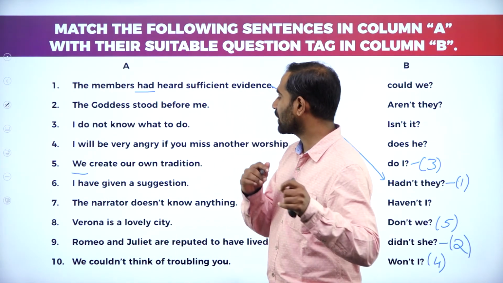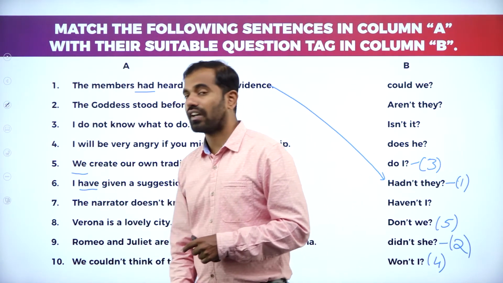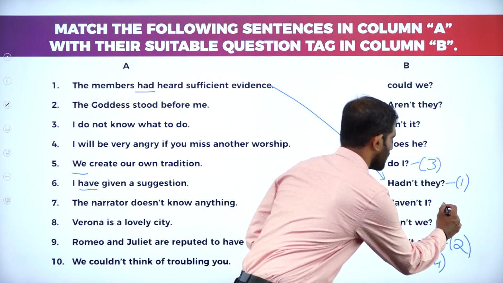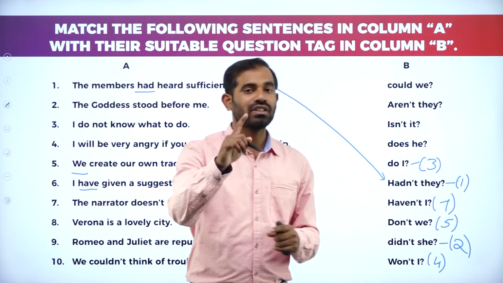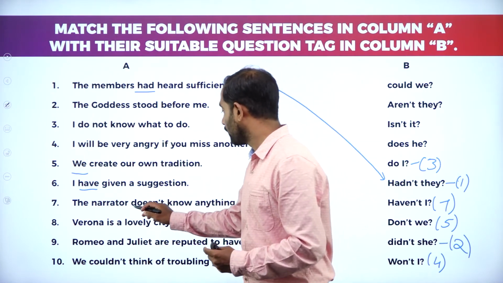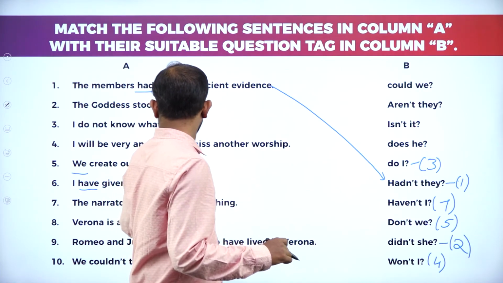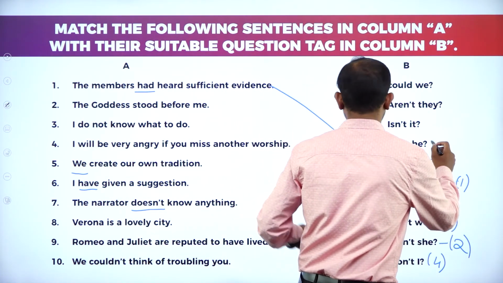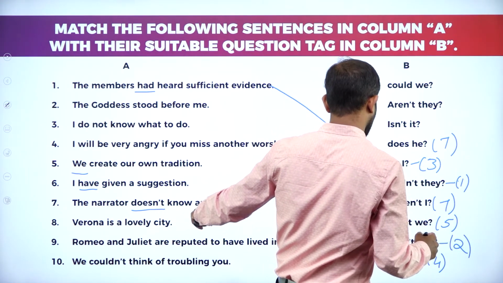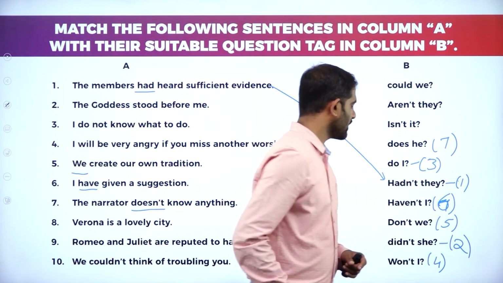Sixth one, I have given a suggestion. I have given, it is positive. I have. Haven't I should be the answer. Seventh one: the narrator doesn't know anything. It is negative, so the answer should be positive. Does he is the answer. The narrator doesn't know the answer. It should be sixth, sorry. Haven't I is sixth, and this is seventh.